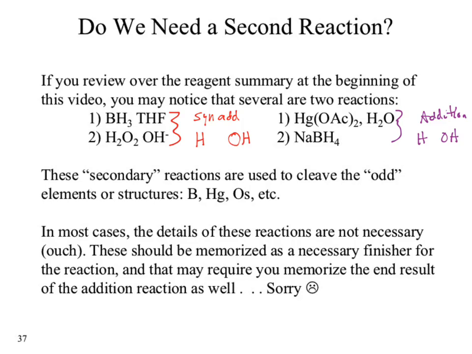Why is that then awesome for you? You don't need to know it. All you have to know is that when you see mercury acetate and sodium borohydride, you're adding H and OH across the pi bond. Kind of makes sense?